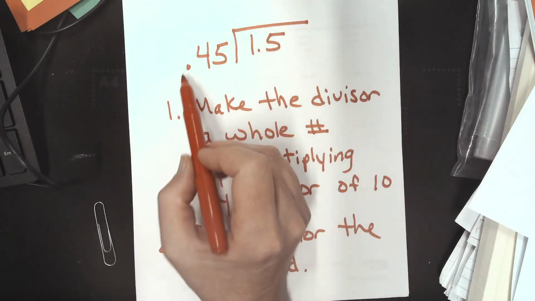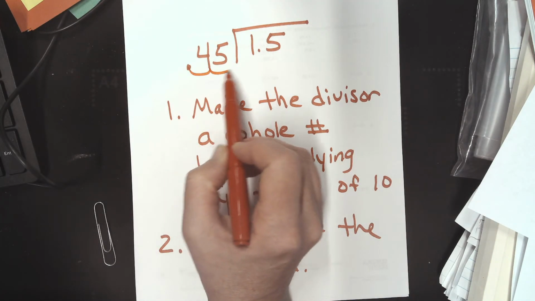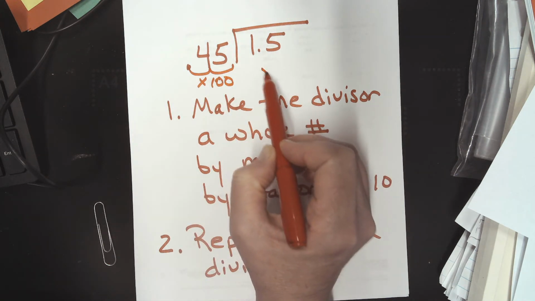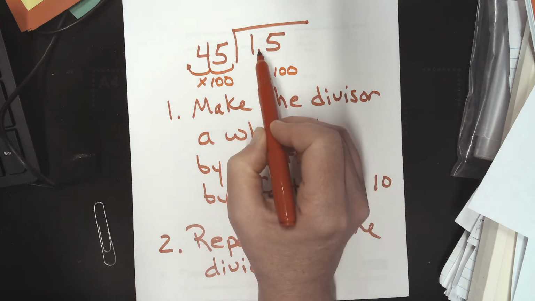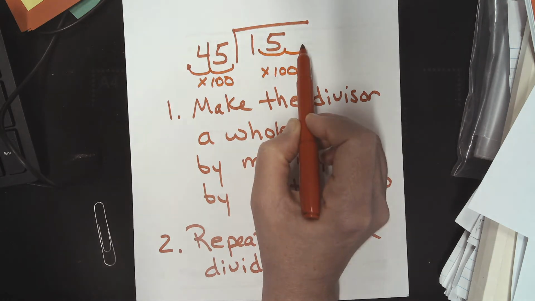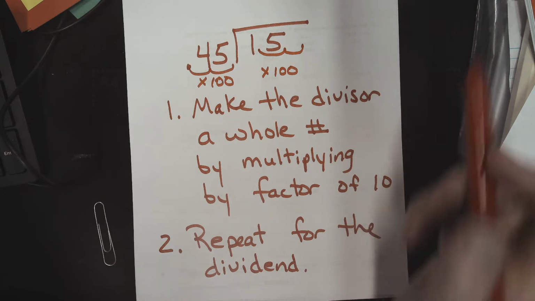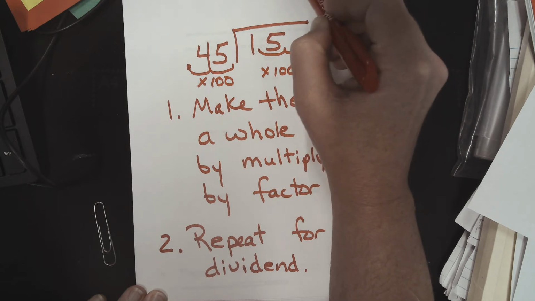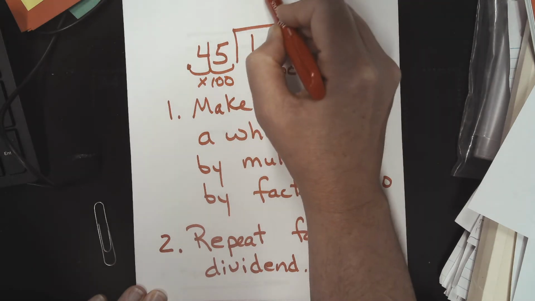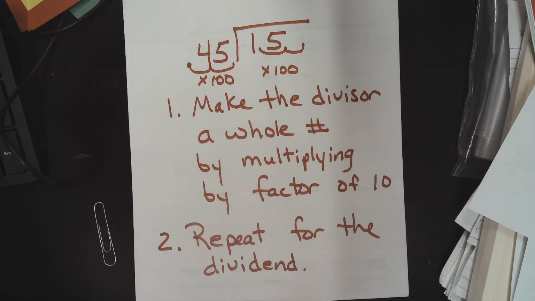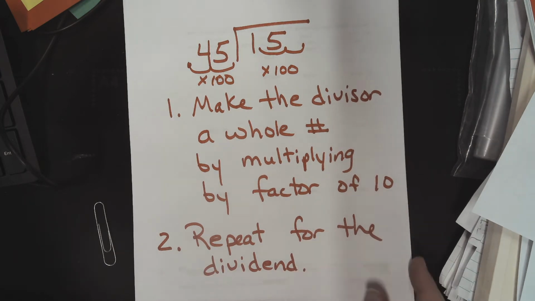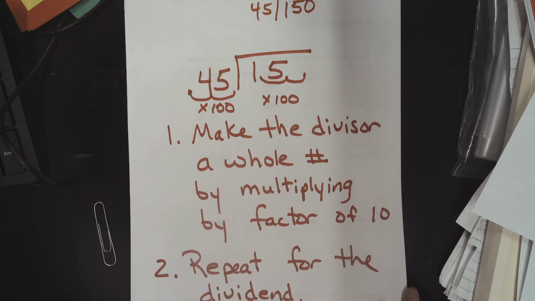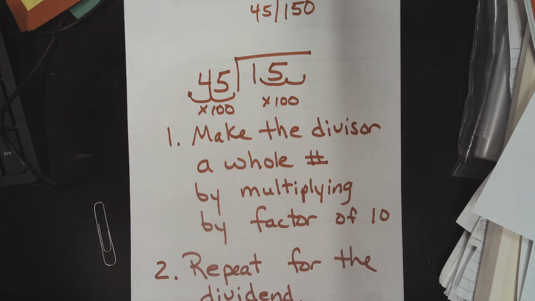How many decimal places do I need to move? 1, 2. So I'm multiplying by 100. If I do it to this side, I need to do it to this side, 100. And I'm going to move the decimal place 1, 2. So my new problem is really 150 divided by 45. That's my new setup. Can you see that? Okay, and we're going to solve that.